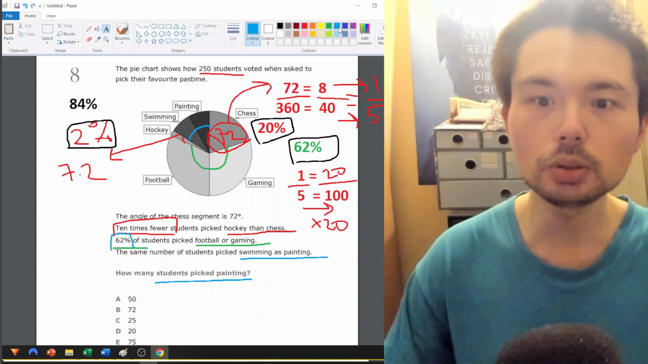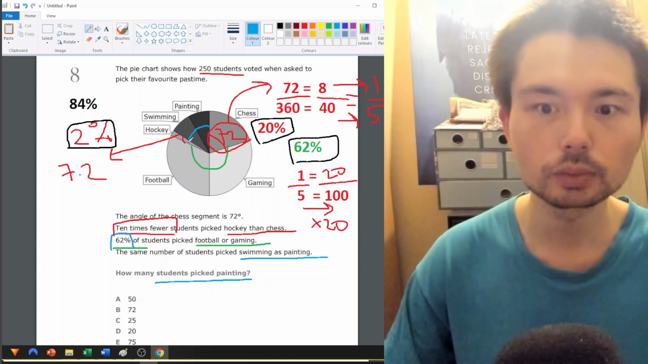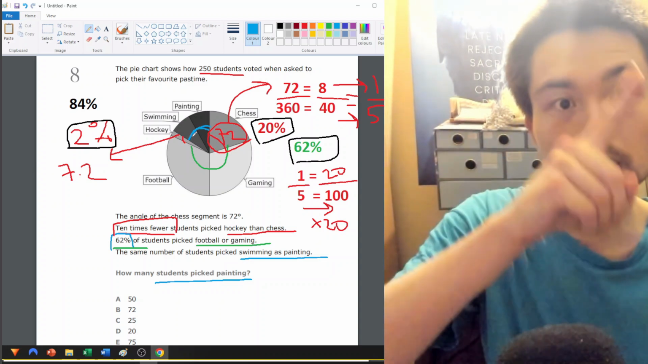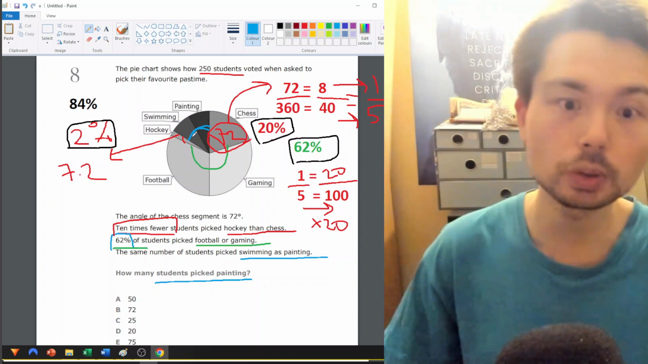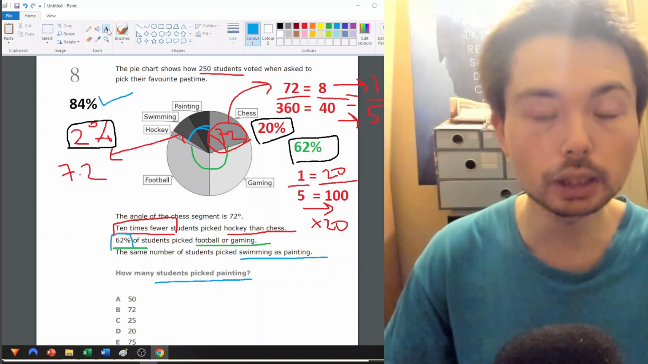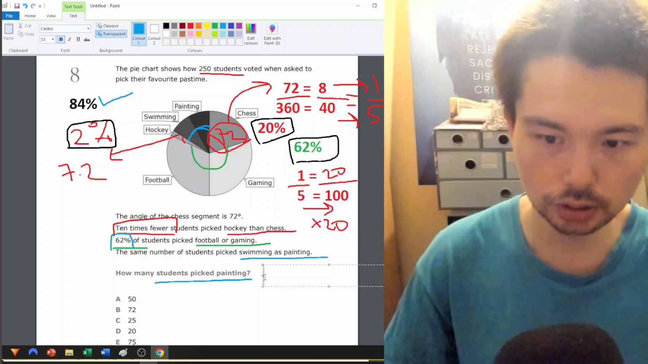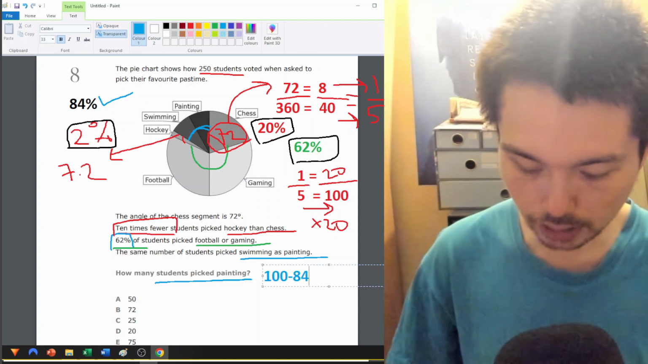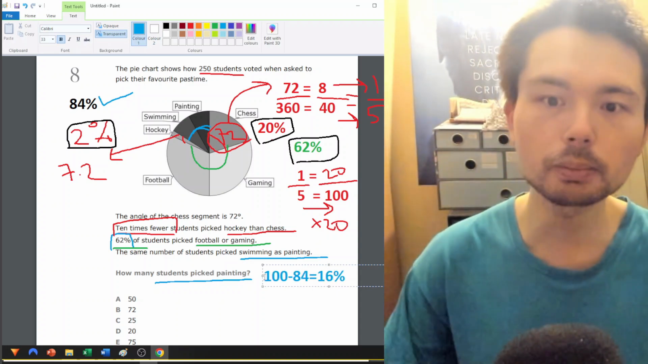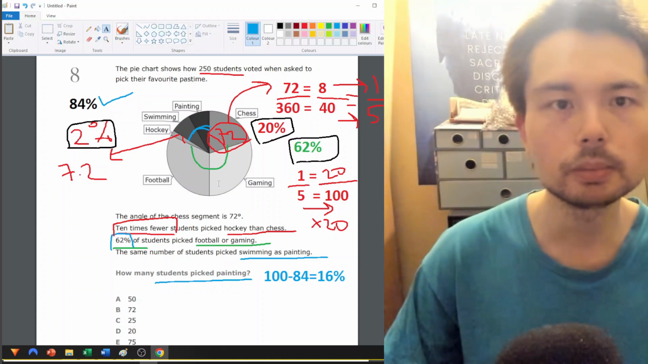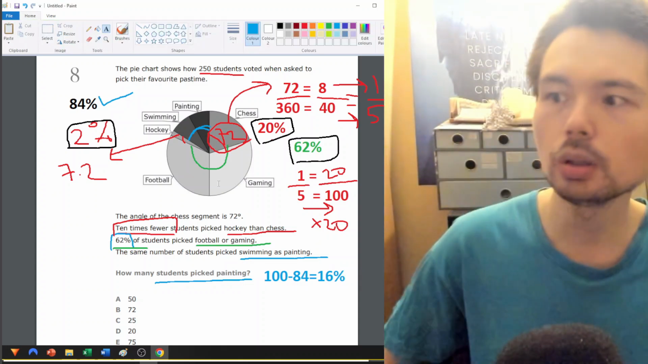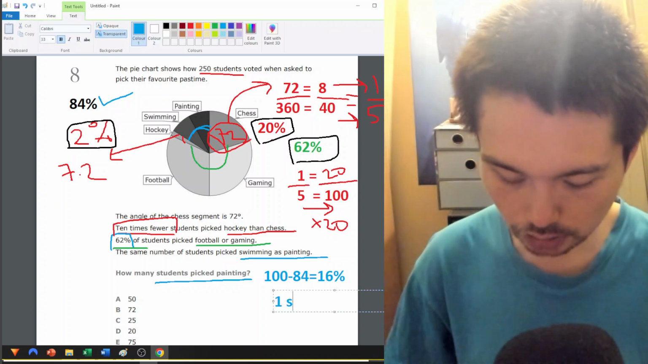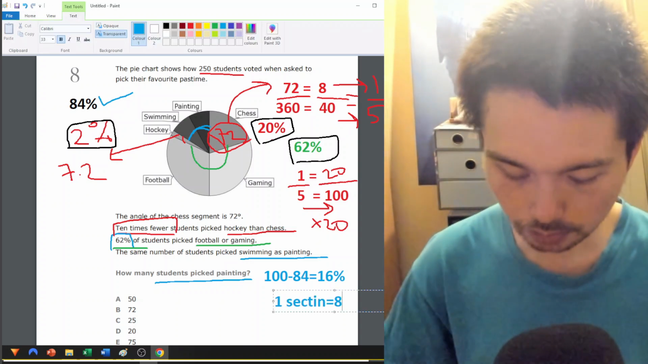And now we've got the blue bit here. It's the rest. Now, how do we work out the rest? Now, we know everything is 100%. We've got 84% so far, so now we take away. We want the rest. 100% minus 84% is 16%. Fine, but look at the blue sections. There are 2 of them. They're telling us 2 sections equal 16%, so 1 section is equal to 8%.